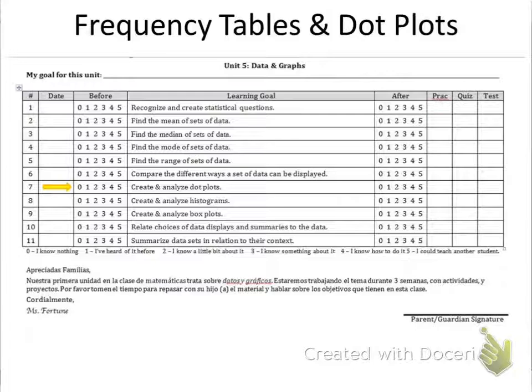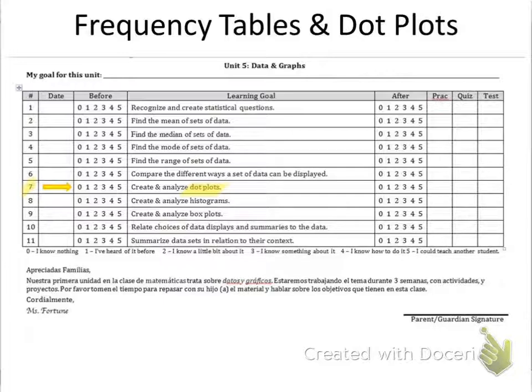The first thing I need you to do is turn to your learning goal sheet, please, and we're going to talk about today's learning goal. Our learning goal for today is learning goal number 7. It is to create and analyze dot plots. Please highlight, circle, or underline the words dot plots because that's the key word in today's learning goal.